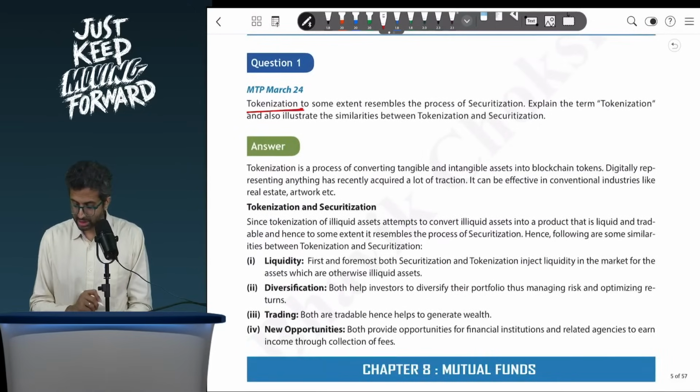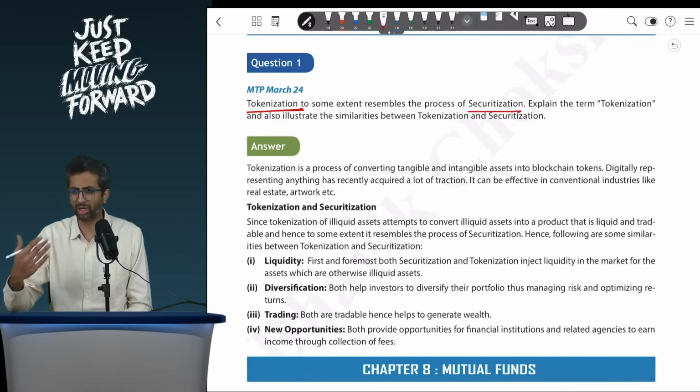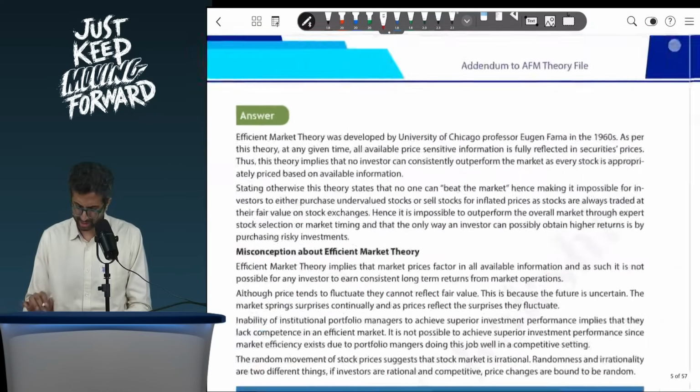A question on tokenization resembles securitization. The similarities between tokenization and securitization: both of them convert illiquid assets to liquid items. They provide liquidity, etc. Diversification, trading opportunities.